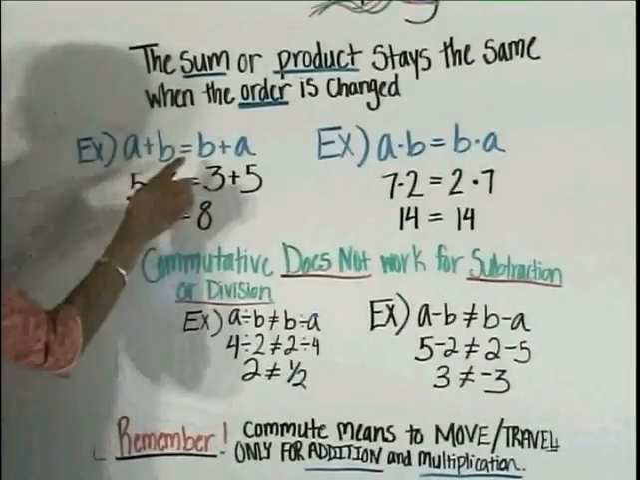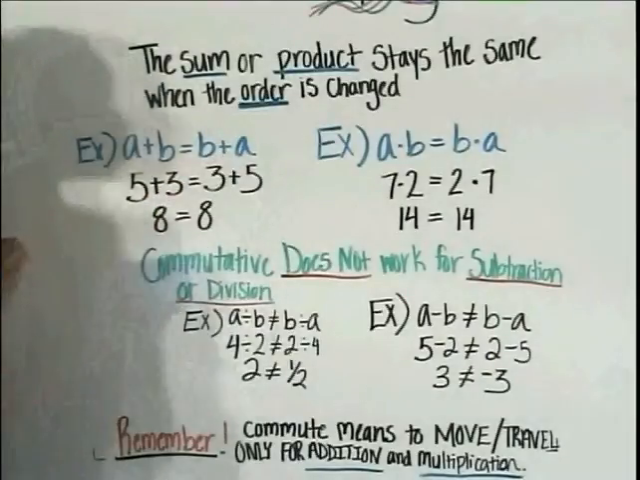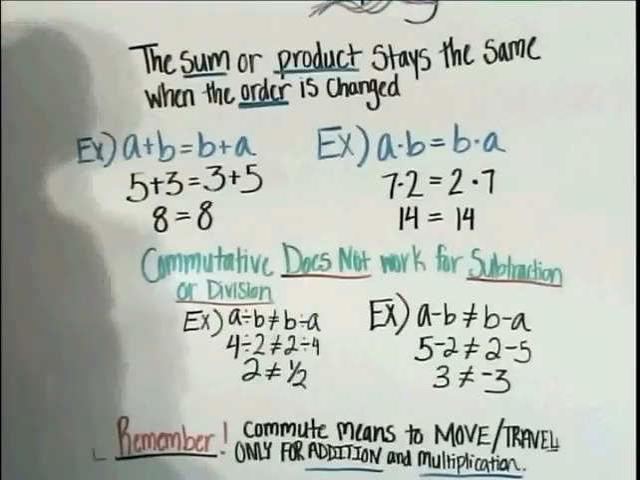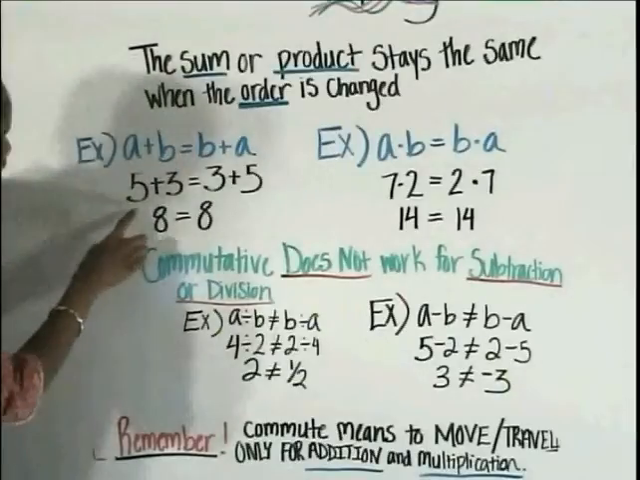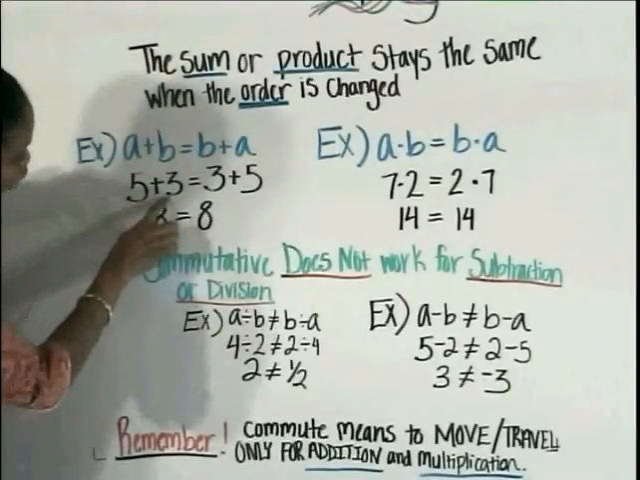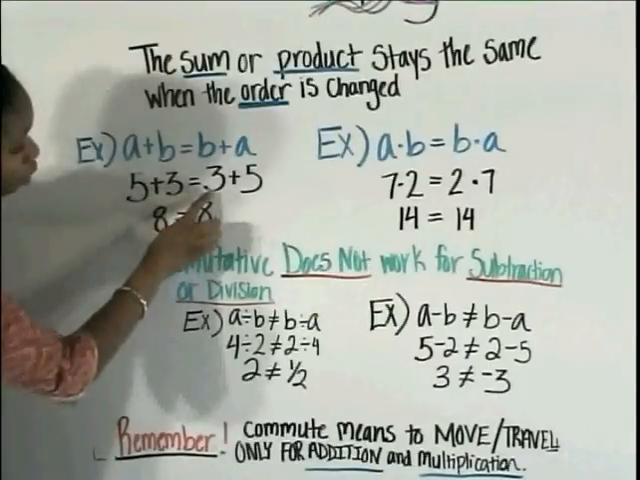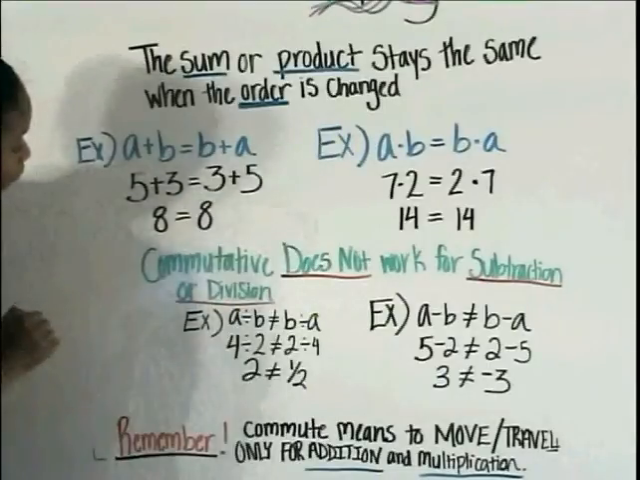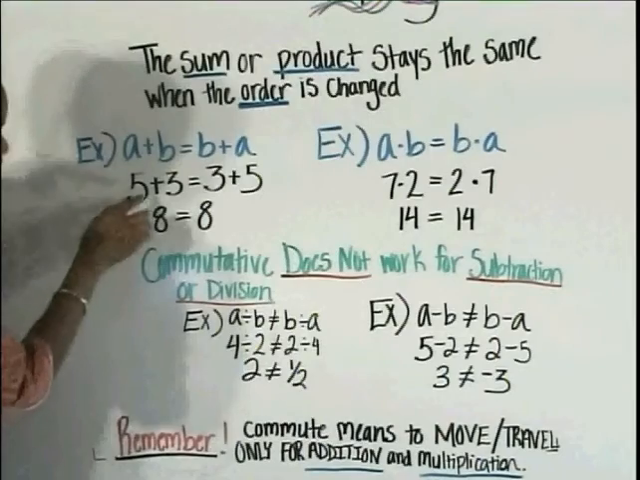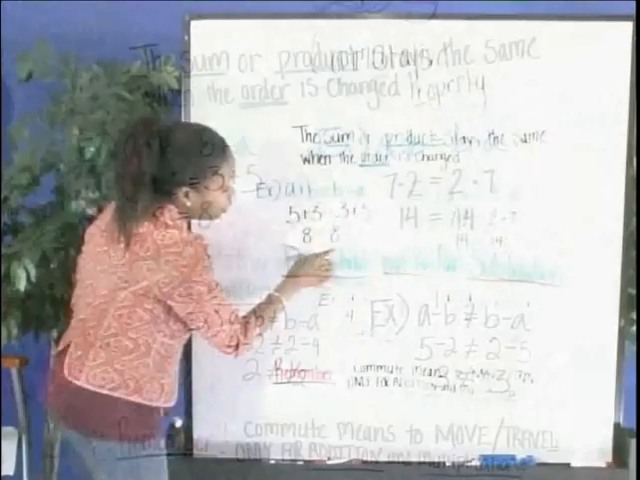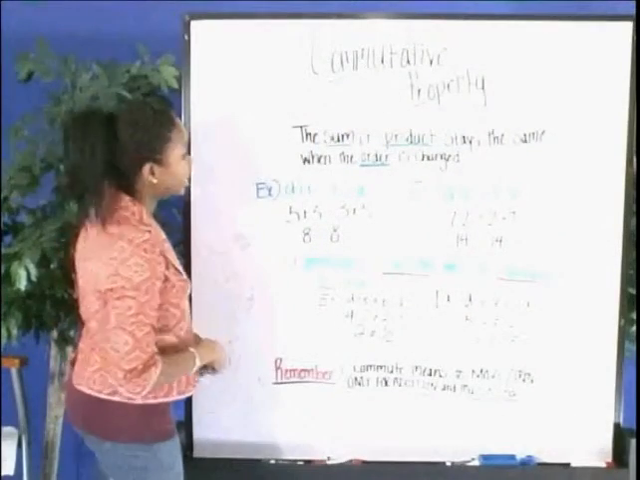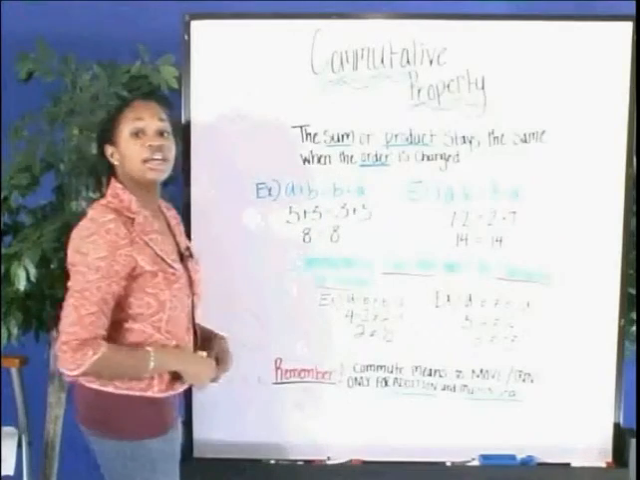If the order changes, it would become B plus A. Now remember, we said it works for addition, so let's see. Is 5 plus 3 the same or equal to 3 plus 5? Yes, because you get 8 on one side and 8 on the other side of the equal sign. So this is an example of the commutative property for addition.